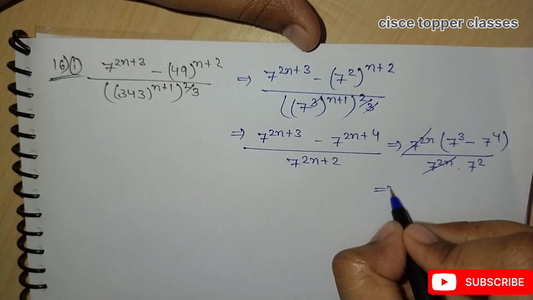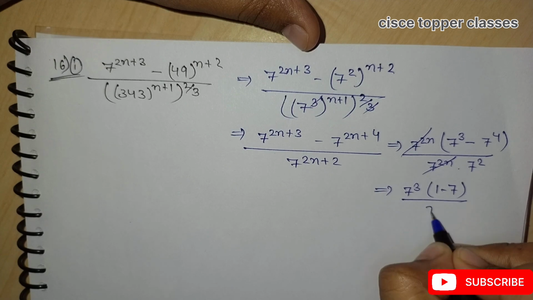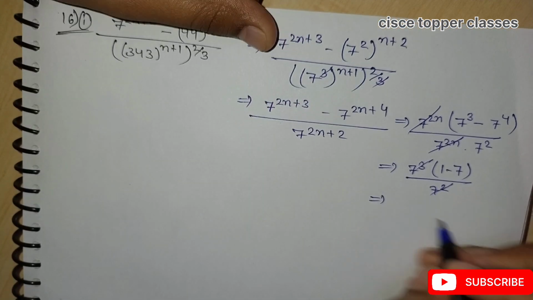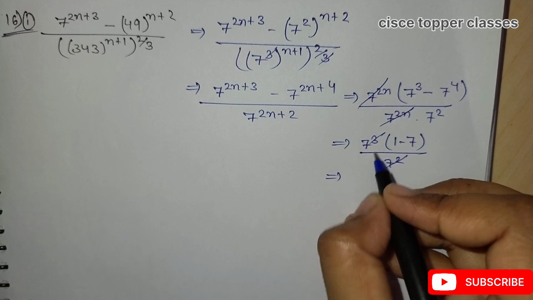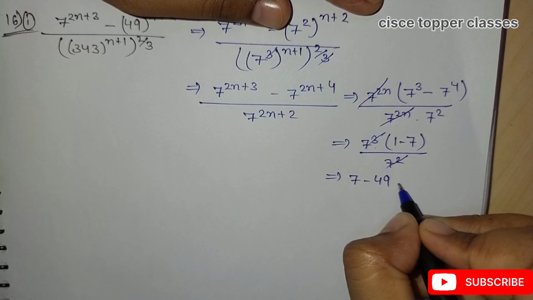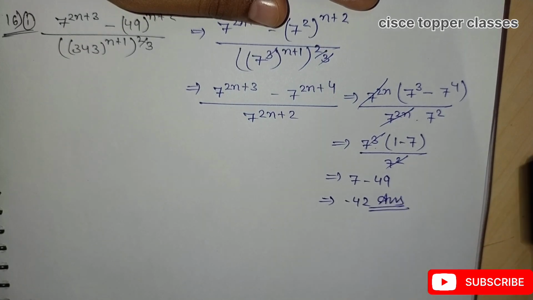This will be cancelled out. Here, taking 7 common, we will get 1 minus 7 square. This also will be cancelled out. So on subtracting, 7 into 1, because here 7 is left, so 7 minus 49 is equal to minus 42 as the answer of 16 first part.